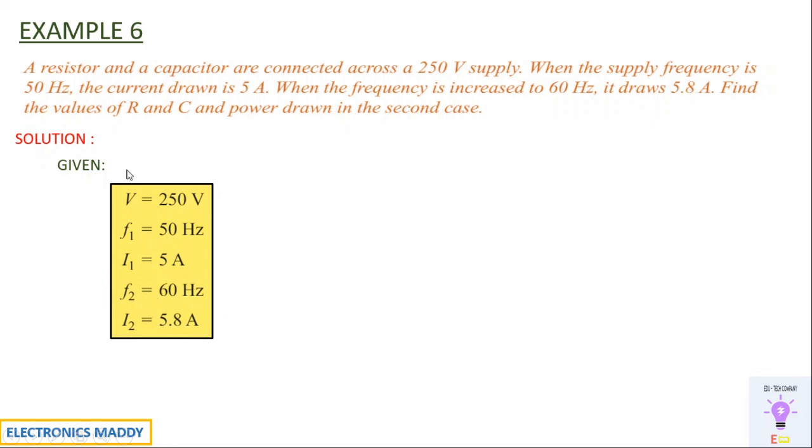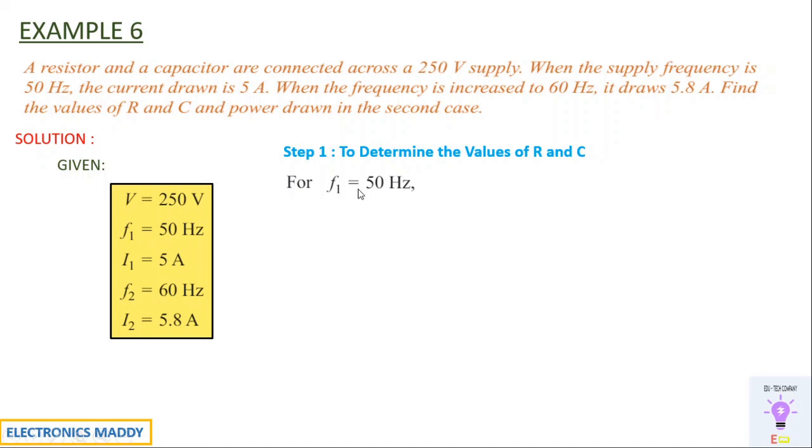Once you have this data, be very careful in substituting it. Most of the time people make mistakes of substituting F2 for F1 or F1 for F2. So be very clear and particular about it. The first step is to determine the values of R and C. So how do we do it? There is a sequence of steps to obtain this. It's slightly tricky, so pay attention.